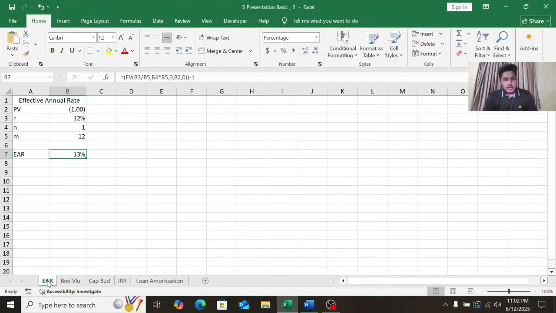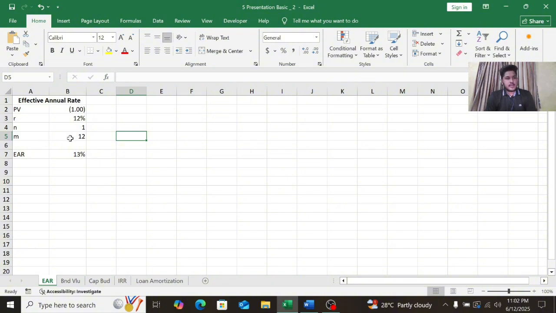Here we have our Excel sheet. Today we are going to learn about the effective annual rate. We all know what the effective annual rate is: the actual rate that is charged or paid on any investment or any financing we take.